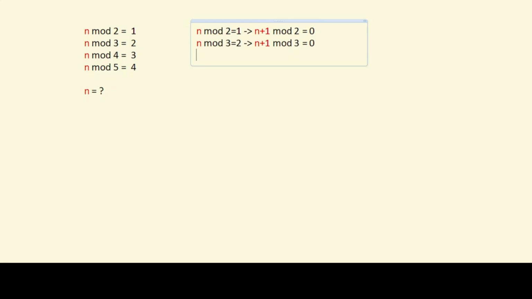Similarly, one can easily deduce the remainder of the division of n plus 1 by 3 equals 0, the remainder of the division of n plus 1 by 4 equals 0, the remainder of the division of n plus 1 by 5 equals 0. In other words, 2, 3, 4, 5 are factors of n plus 1.